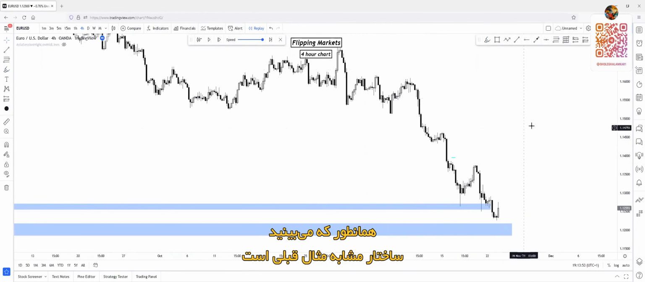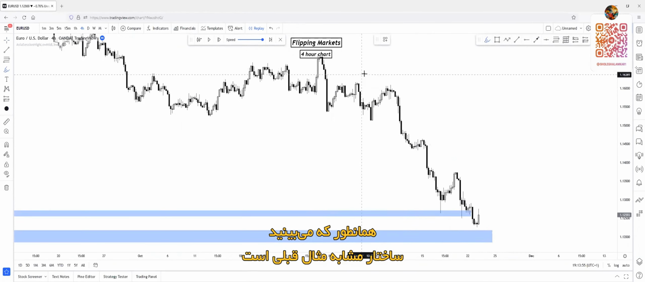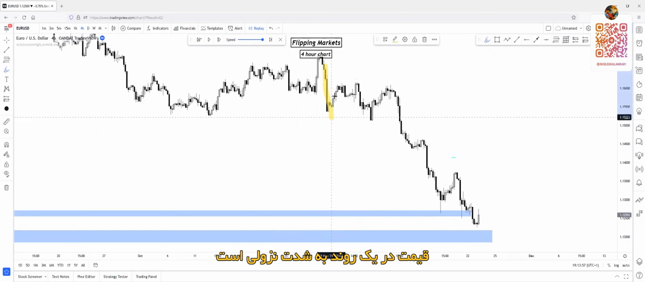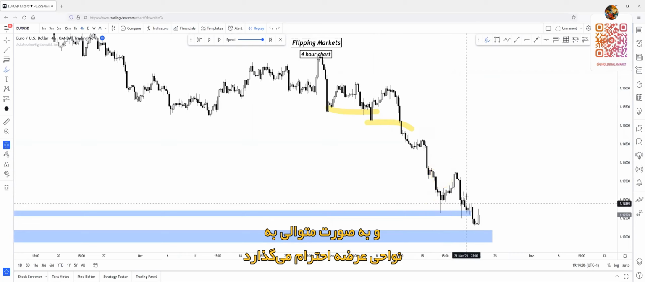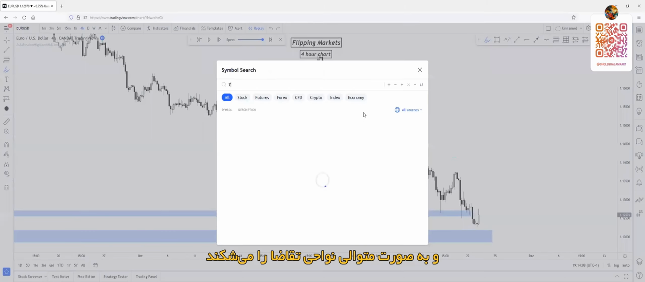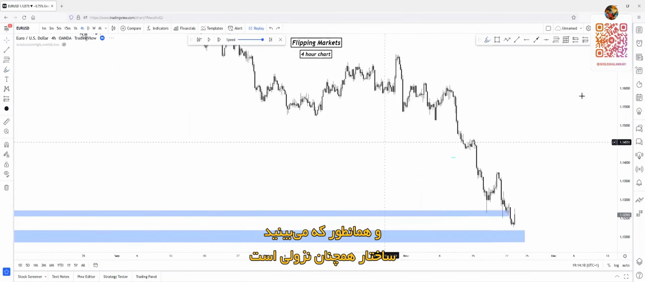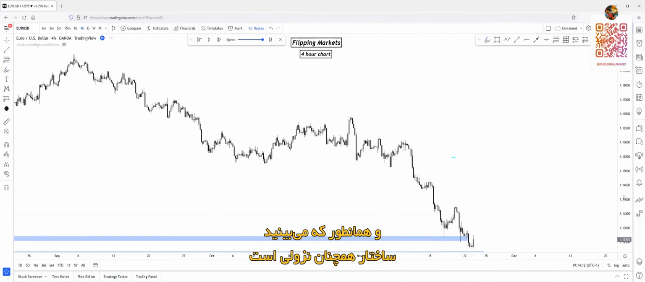Okay, so as you can see, the structure is the same, just like in the previous example. Price is moving in an extremely bearish trend, creating inefficient movements to the downside, breaking structures to the downside over and over again, respecting supply zones and breaking through demand zones over and over again. So the structure is still extremely bearish, as you can see.